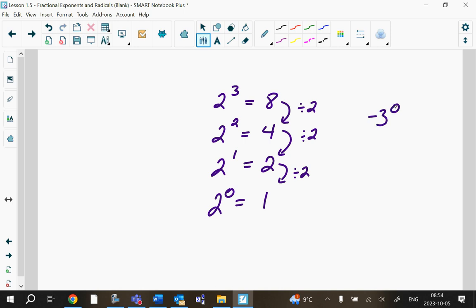How about these ones? Negative 1 for the first one, positive 1 for the second. Parentheses matter. Because this means you do 3 to the 0, and you put the negative on at the end. This means you're taking the 3 with the negative and raising the whole thing to the 0, and anything to the 0 is positive 1. Just remember that. Okay.